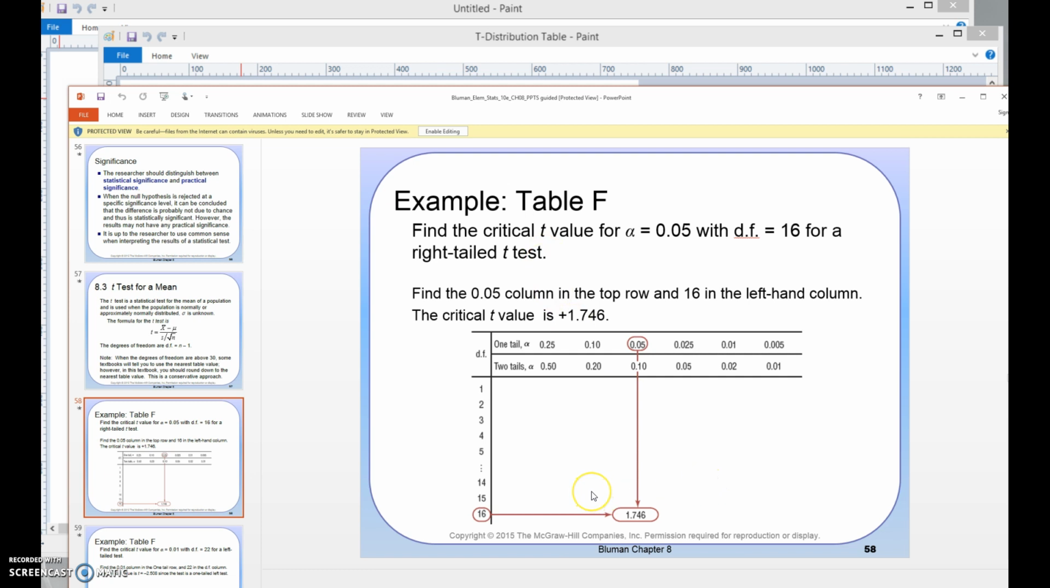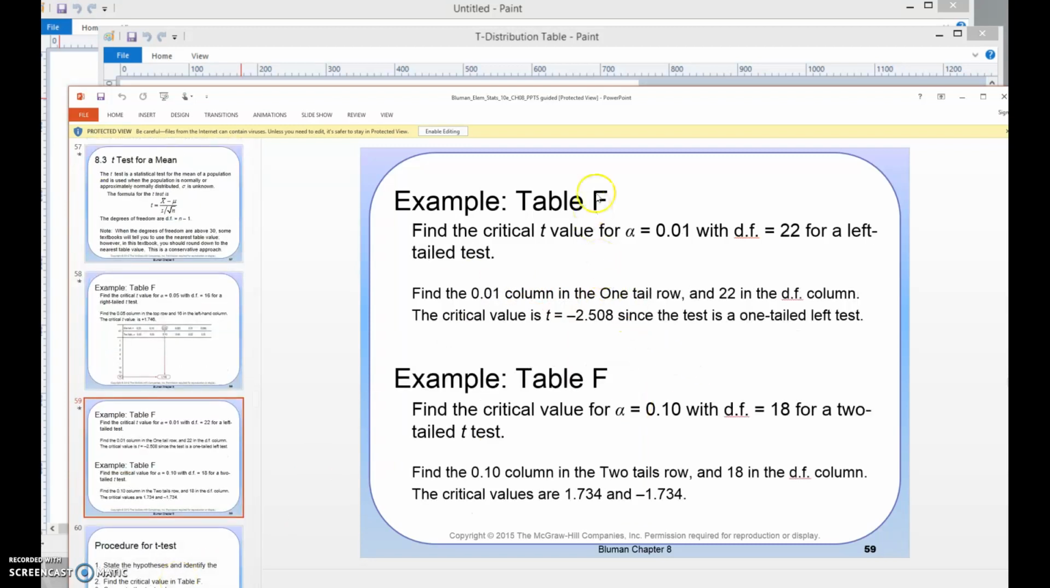You're going to use the actual value in the table. So we go down to the 16, our alpha, it's a one-tailed test, there's that alpha. We're going to use 1.746. Notice we're using a positive because this is a right-tailed test.